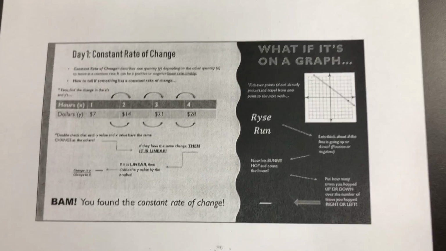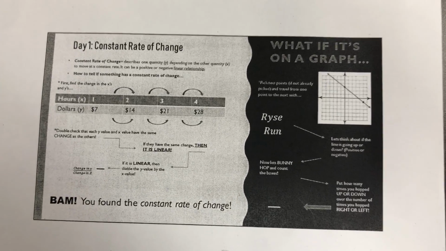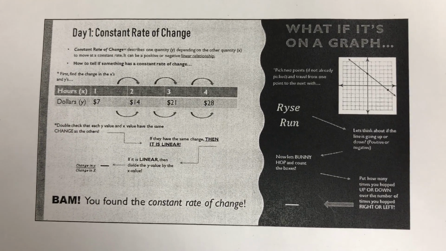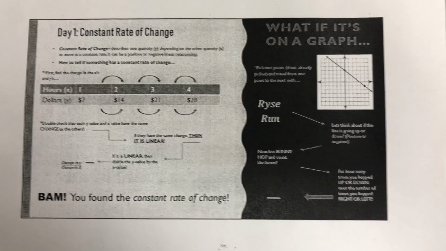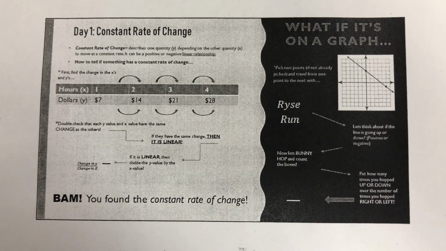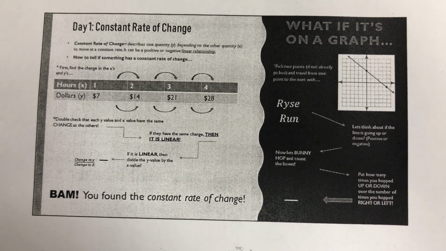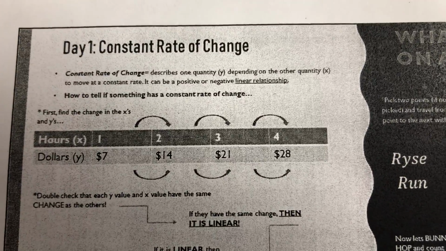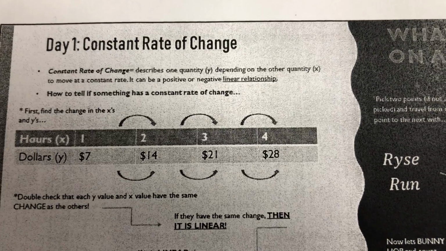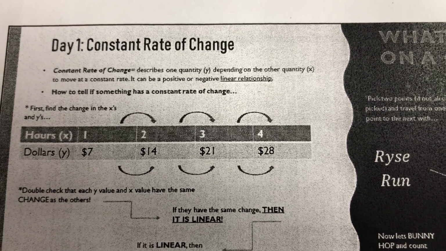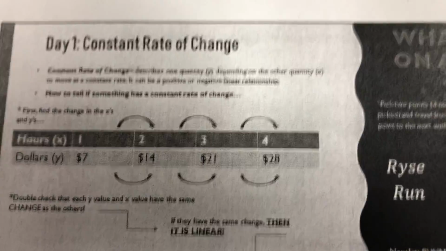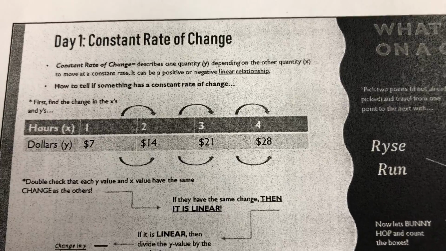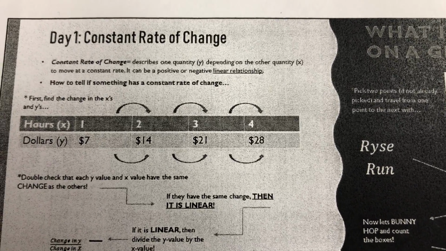Anyway, for day one, we have what's called constant rate of change. If y'all remember anything from 7th grade about constant rate of change, it wasn't super difficult to find, but we do have to make sure we review it for 8th grade purposes. The definition says constant rate of change describes one quantity, which is the y, depending on the other quantity, which is x, to move at a constant rate. It can be a positive or negative linear relationship.